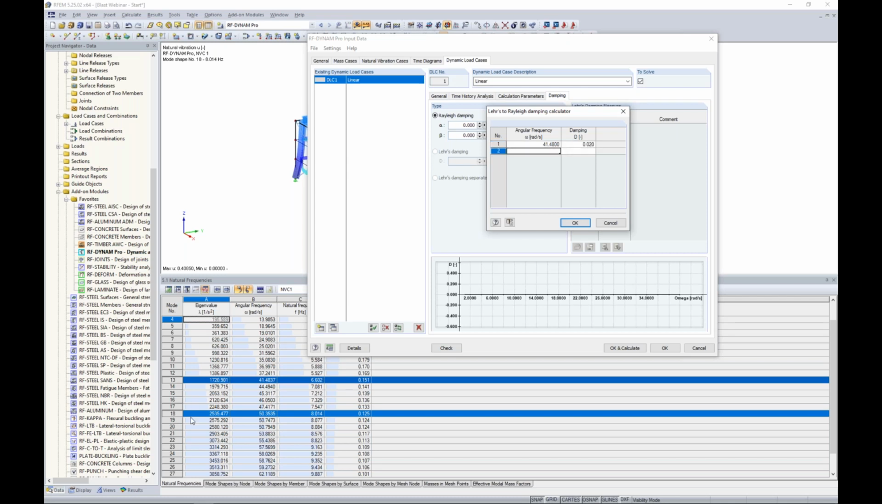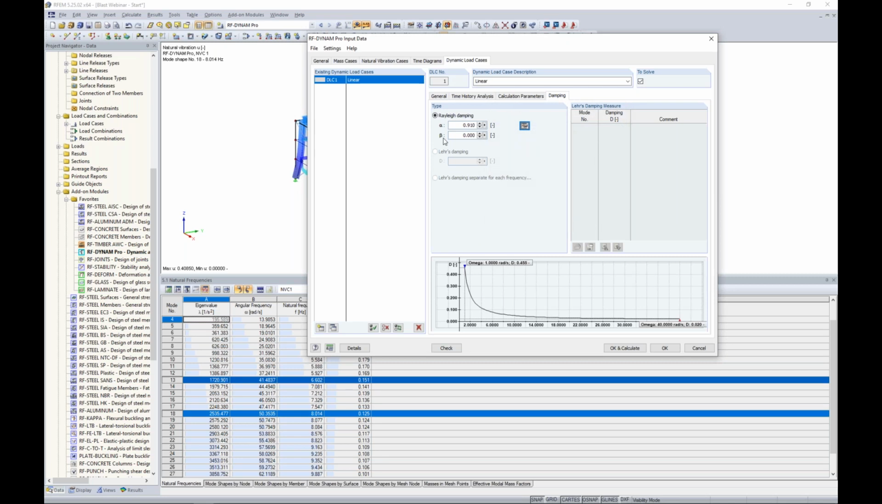Same process for mode shape 18. This time our angular frequency was calculated at 50.35, just given to us here in the background. I want Lehr's damping to be 2%. I click OK, and the program automatically calculates alpha and beta for me. Beta may look like its value is 0 here, but we can go into the full precision and see that it's just a very small number, 4.36 times 10 to the negative 4.